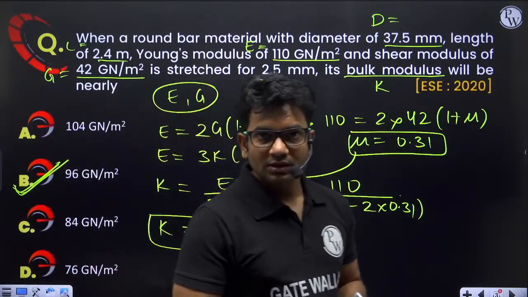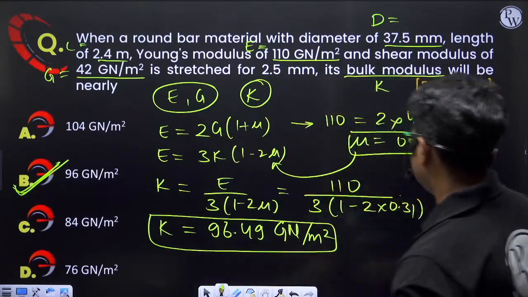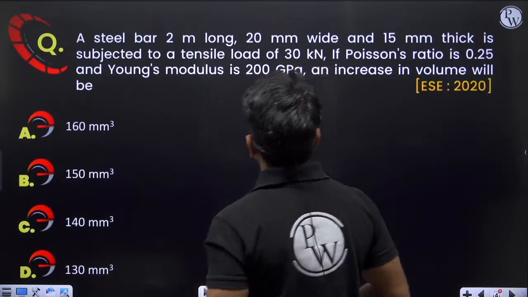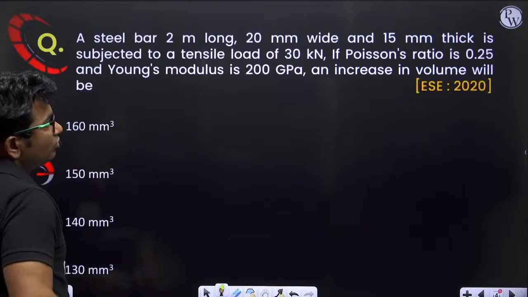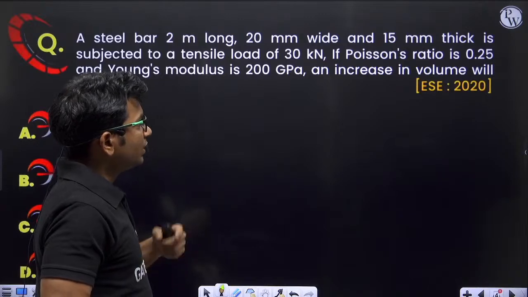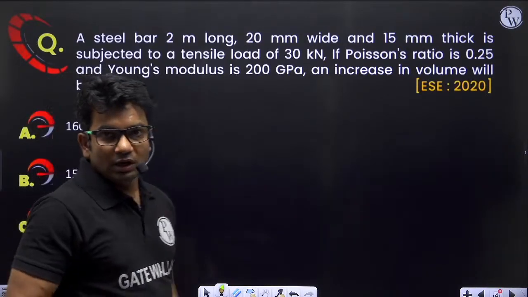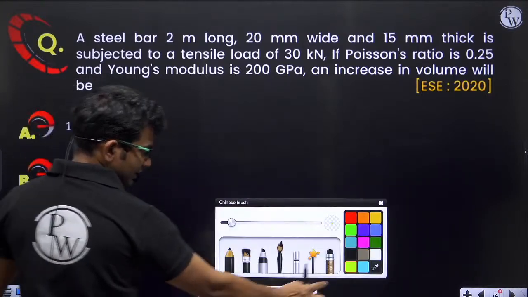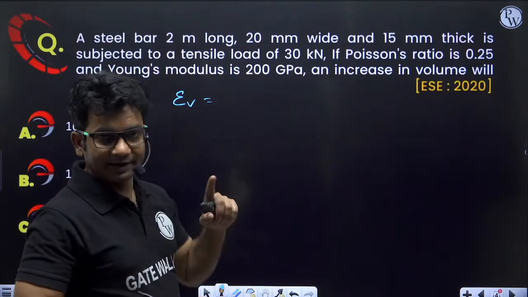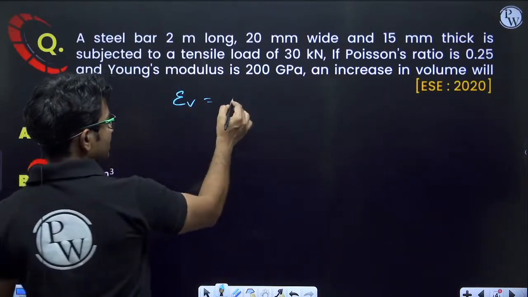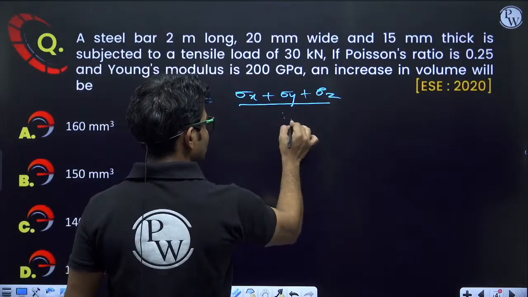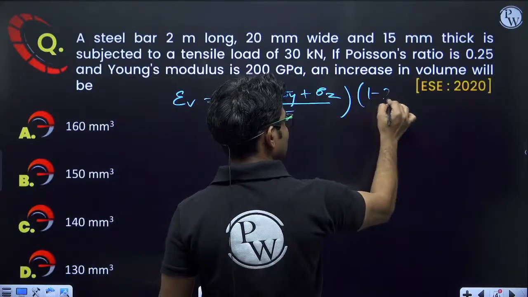Okay, let's move on to the next question. A steel bar 2 meter long, 20 mm wide and 15 mm thick is subjected to a tensile load of 30 kilonewton. Poisson's ratio is 0.25 and Young's modulus is 200 gigapascal. The increase in volume will be? First let us write down the formula for volumetric strain. Here load is applied, so we have to find it corresponding to stress: sigma x plus sigma y plus sigma z, whole upon E, into (1 minus 2 mu). This is the formula.